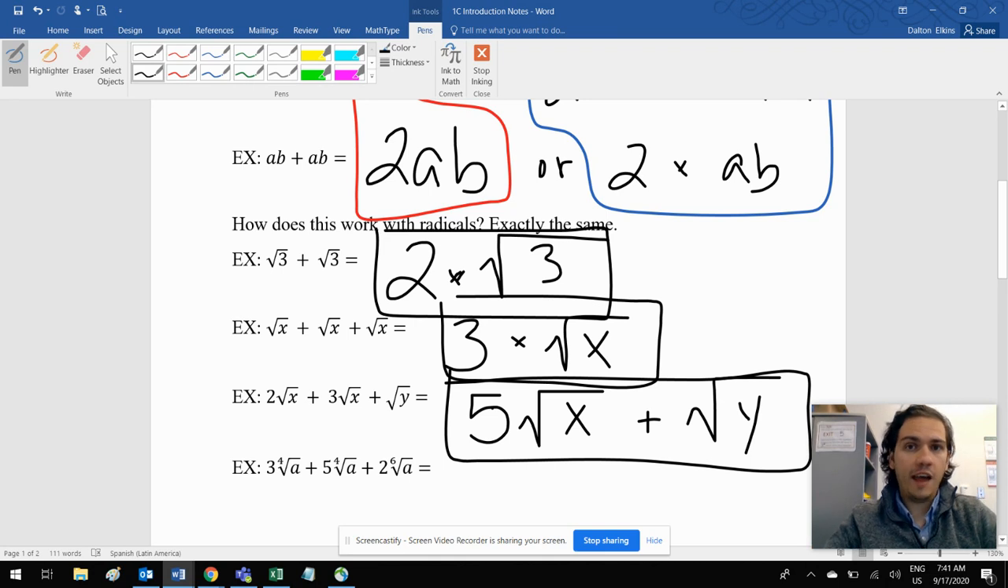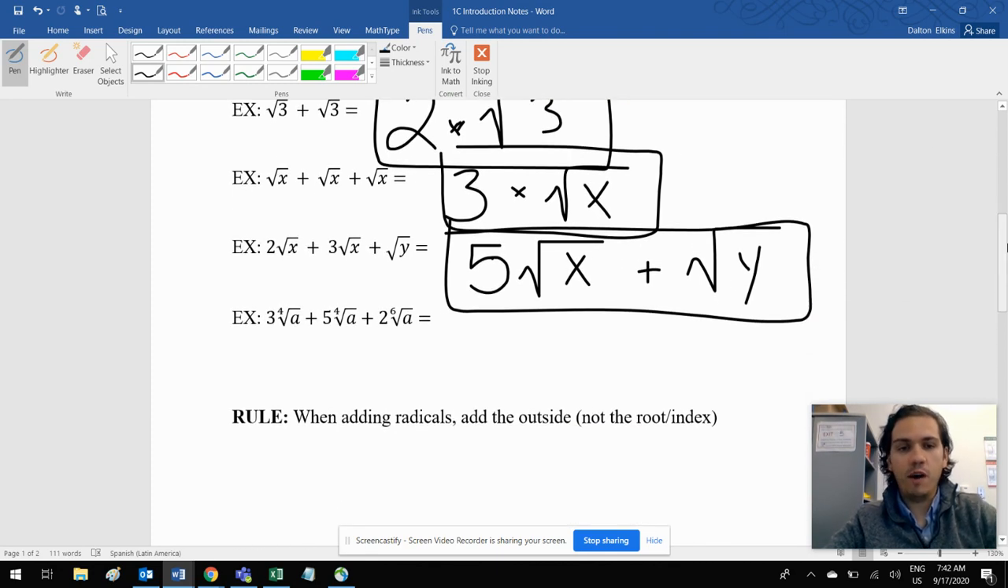So if we want to go back to this apples example, it's like I have 2 apples and I get 3 more, and then I get an orange. Well, I have 5 apples and an orange. I have 5 x's and a y.